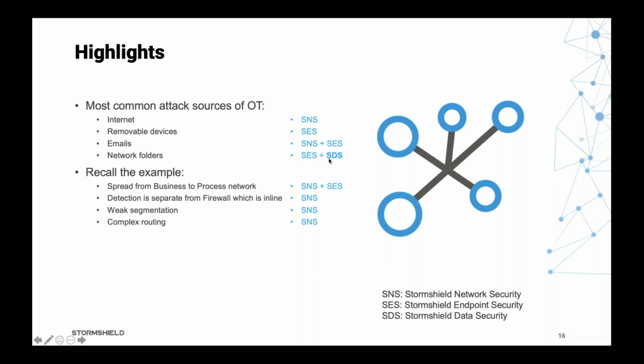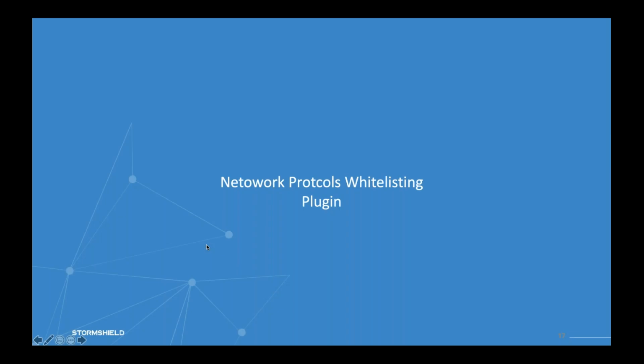For network folders, we have SES and data security, which is something for a different discussion maybe, if you're interested to know how we provide agentless encryption, how we deal with third parties, and how we deal internally, how to protect the internal network folders and all email exchange, encryption of file disk. All these things are in data security. Please reach out if you need more information. And then also spread from business to process, also SNS and SES. And SNS, the network security, is handling the other things.